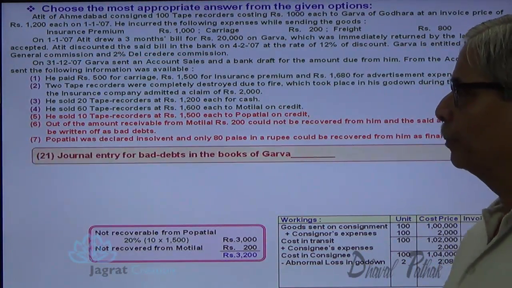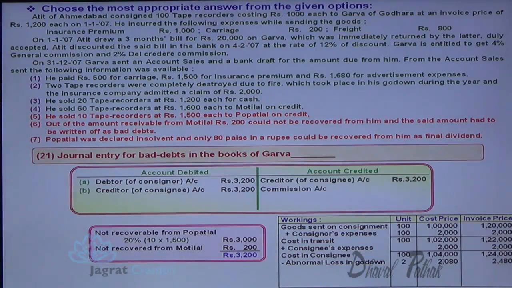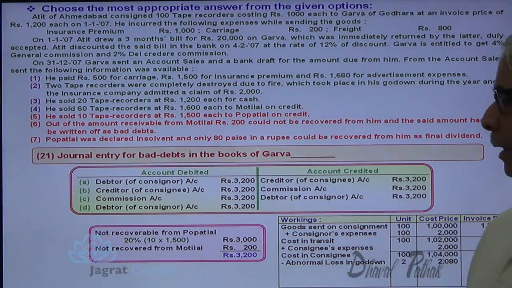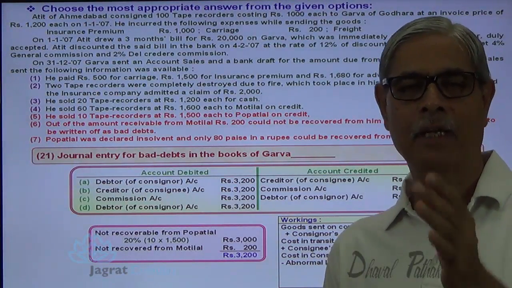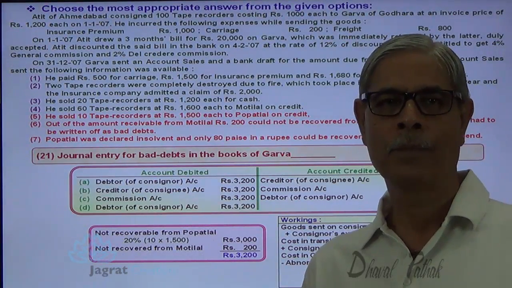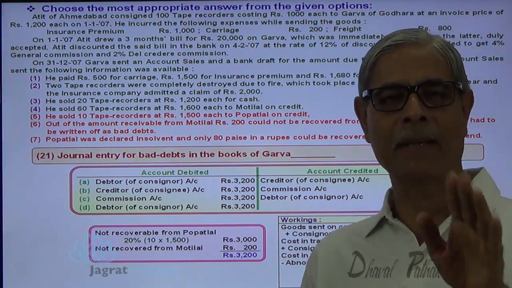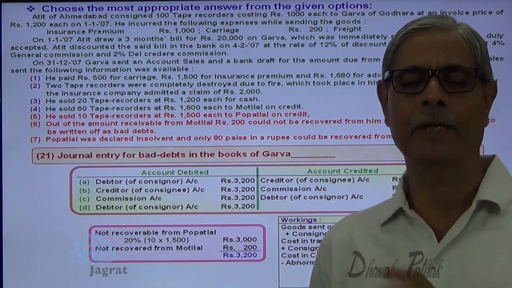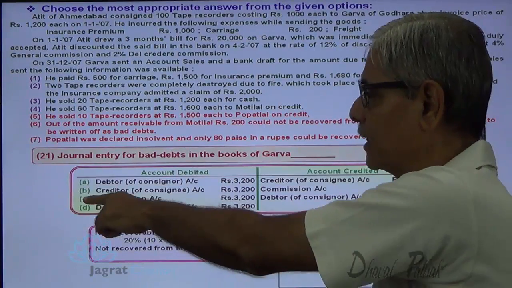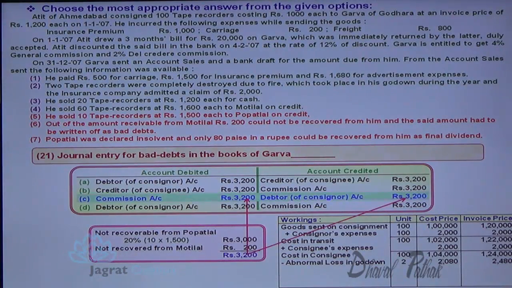Now next MCQ. Journal entry for bad debts in the books of Gaurav. So these are the options given to you. Now this bad debt loss is incurred by the agent while earning the commission income. So this loss is to be adjusted against commission. Bad debt loss is an expense. Expenses and losses are debited. Normally when the bad debt loss occurs, bad debt account is to be debited. But in this case, bad debt account cannot be debited, but you have to debit commission account. And notice that in option C, commission account is debited. So commission account debit to debtors account credit. Option C is the correct answer. This is an important consideration to be noticed by the students. Next.